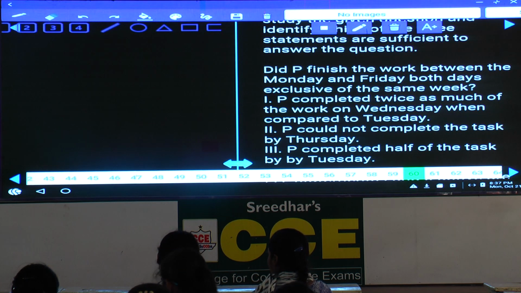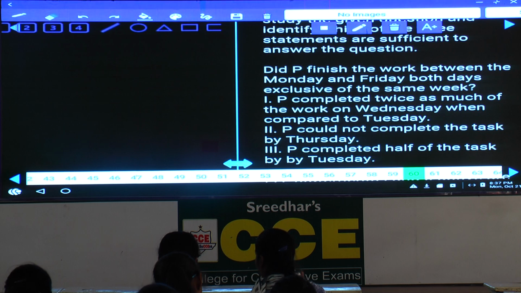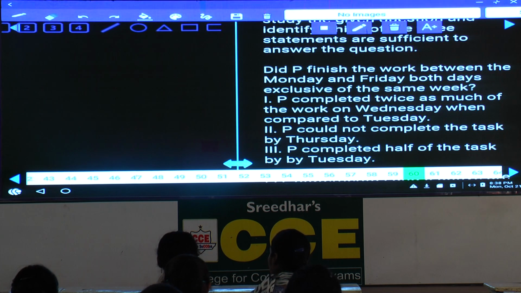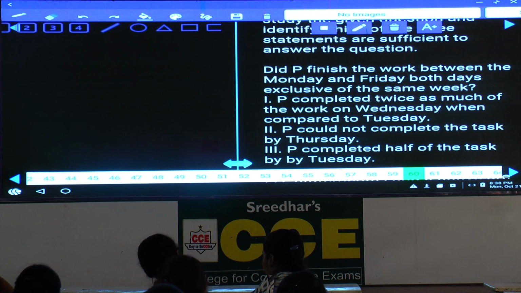From this statement, what can we conclude here? P completed twice as much of the work on Wednesday when compared to Tuesday. So that means Tuesday this person has not completed. Wednesday we cannot say anything, but Tuesday this person has not completed, isn't it? Hence one alone is not sufficient. As one alone is not sufficient, then choice 4 is straight away ruled out.